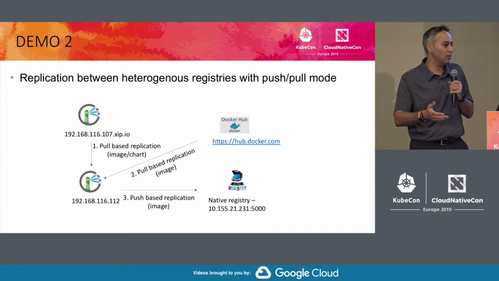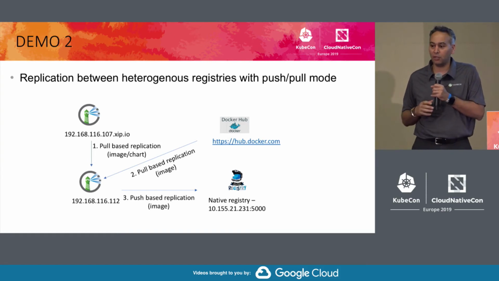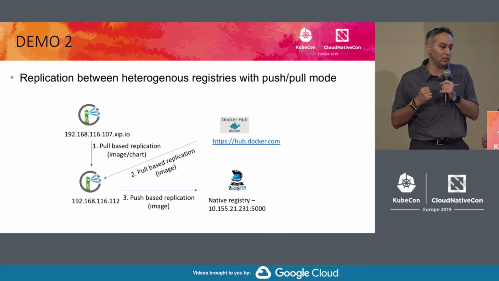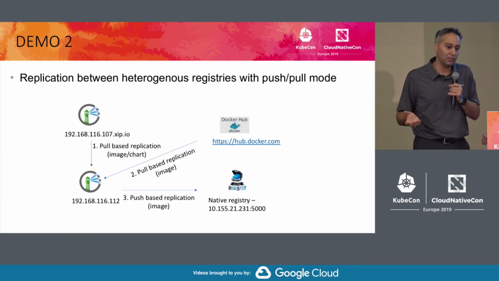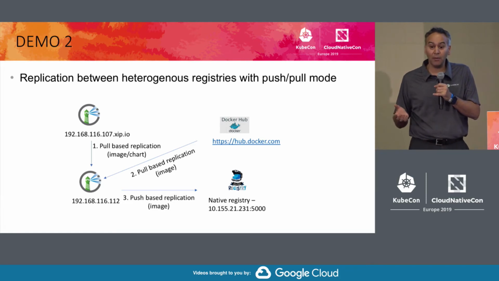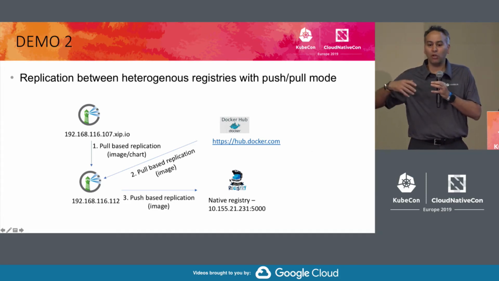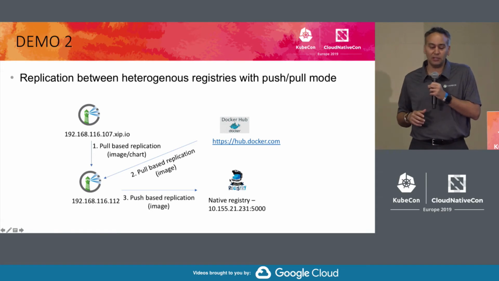But as we moved along, there was a lot of interest from users to be able to not only push, but also pull images between Harbor and other registries. So we added support for Docker registry, for Docker Hub, for the Huawei Cloud registry. And we're also going to add support for additional registries in the future.